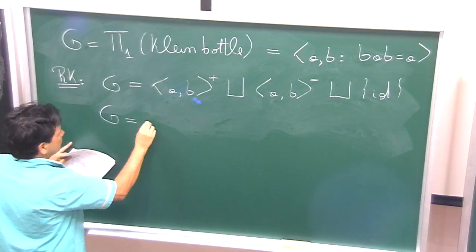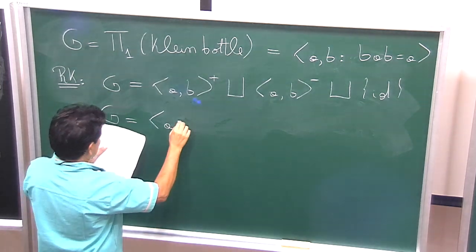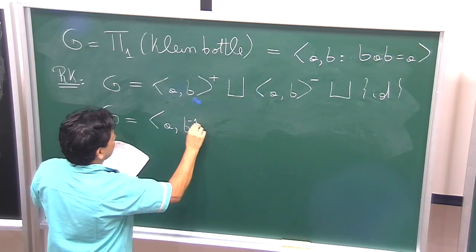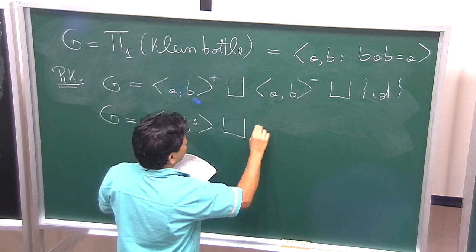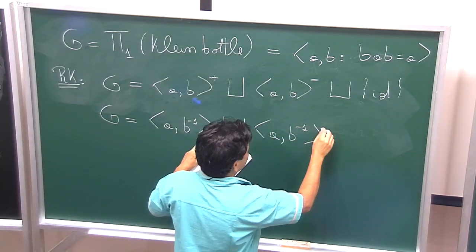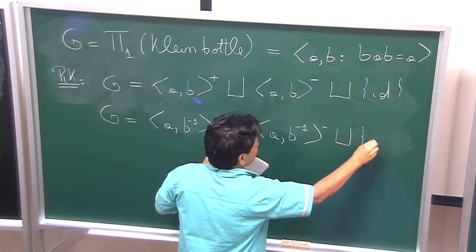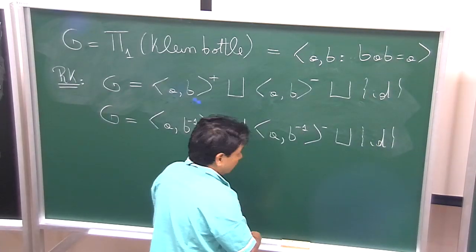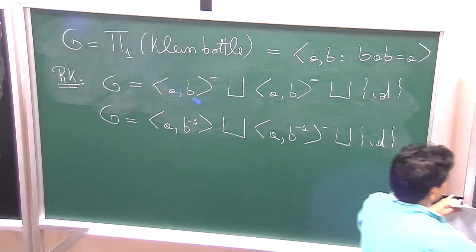And G is also the disjoint union of the semigroup generated by A and B inverse, the inverses of this semigroup, and the identity. Okay? This is just a picture. I will draw the picture.